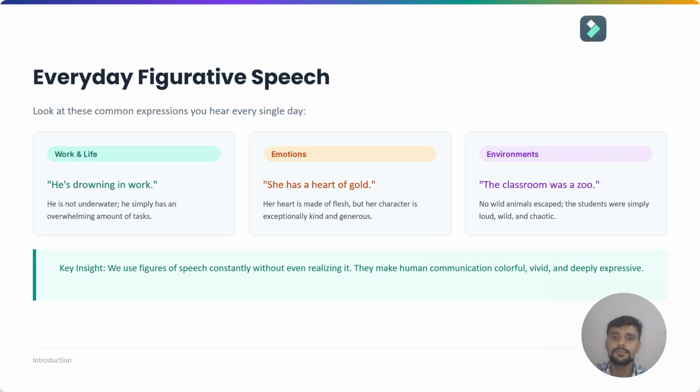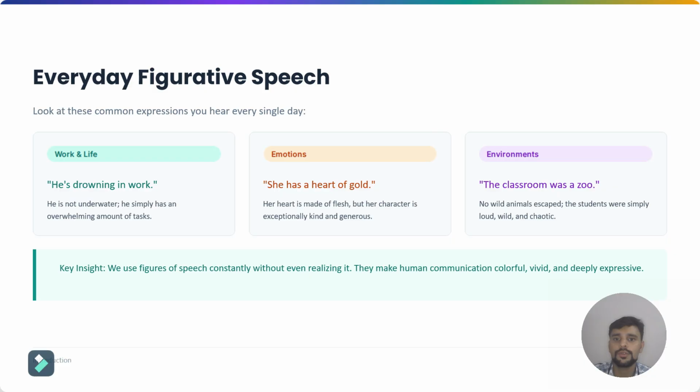Now, here's something extremely important. You might think figures of speech belong only to Shakespeare, poetry, or difficult literature, but they don't. We use them every day. In fact, many figures of speech have become so common that we don't even notice them anymore. Look at he is drowning in work. He is not actually drowning. The idea of drowning represents being overwhelmed.